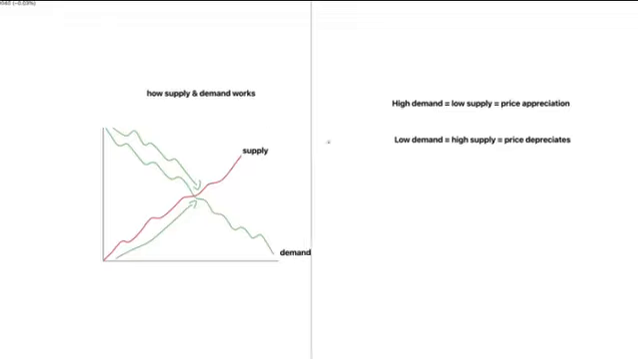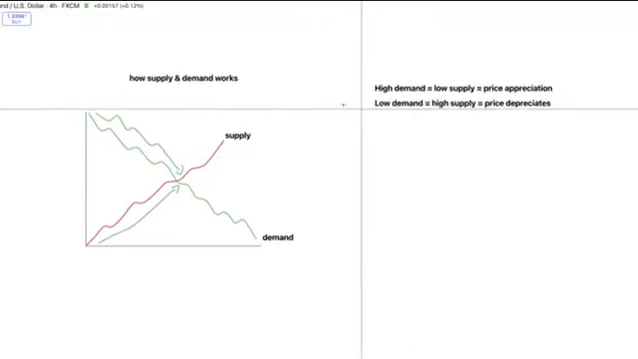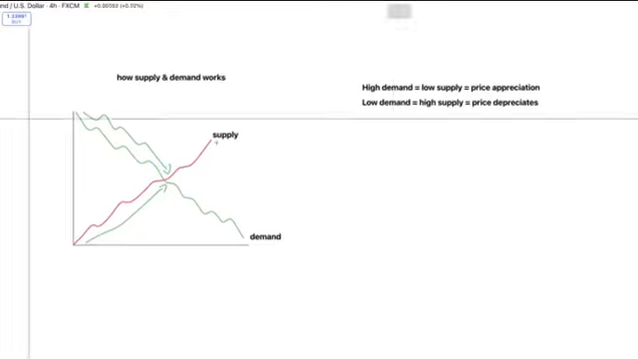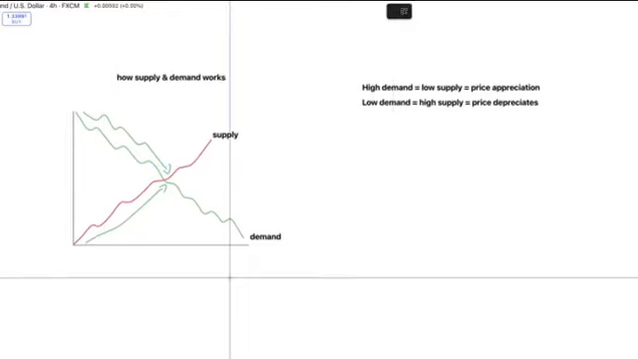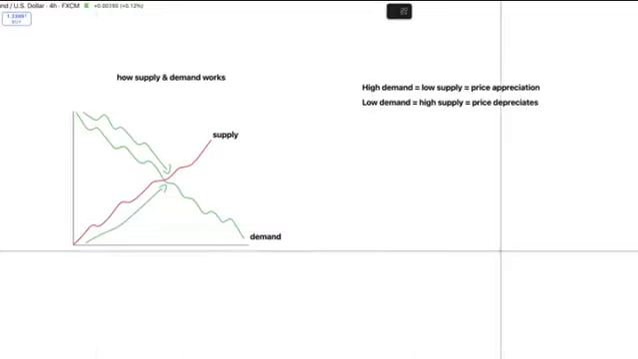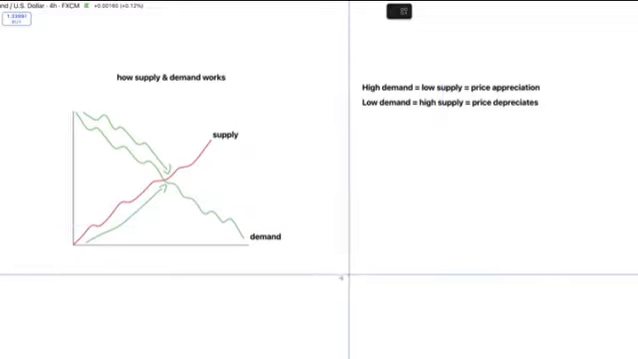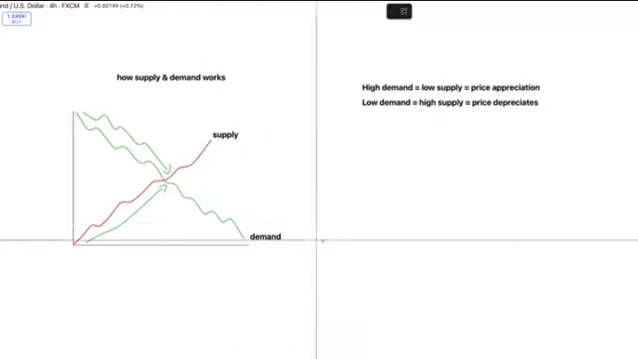All right. Now let's explain how this actually comes to be in a financial market and how this affects the prices. Obviously we know high supply, low demand creates price depreciation. Low supply, high demand creates price appreciation. So with that in mind, what is it that actually causes that? How does this actually make prices go up and down?